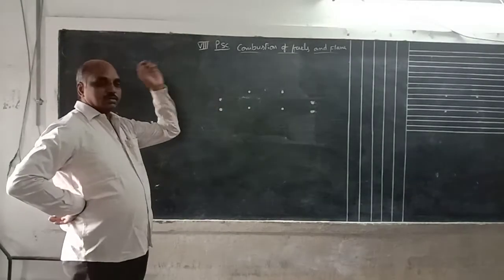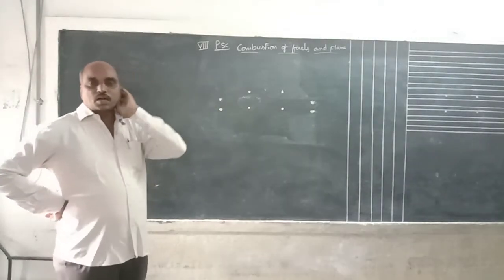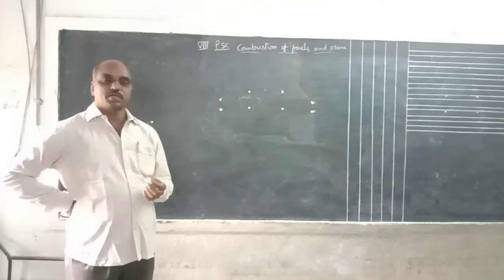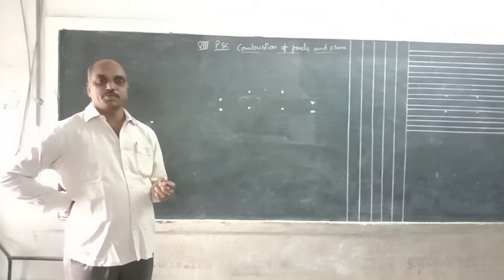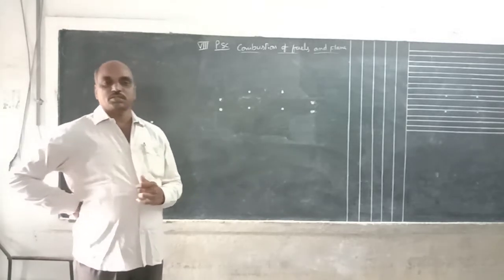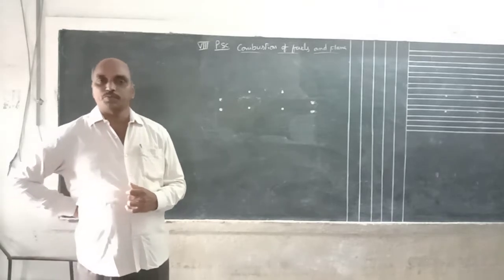In the last class, we covered combustible materials and non-combustible materials. Combustible means the materials which can burn easily. These are all combustible materials. Non-combustible means the materials which do not catch fire.